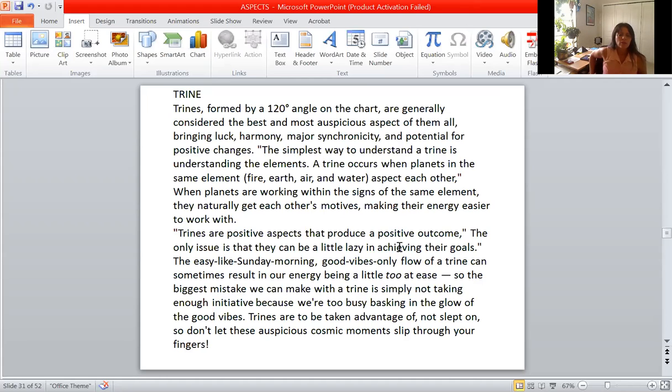When planets are working within the signs of the same element, they naturally get each other's motives, making their energy easier to work with. Trines are positive aspects that produce a positive outcome. The only issue is that they can be a little lazy in achieving their goals. The easy, like Sunday morning, good vibes flow of a trine can sometimes result in our energy being a little bit too at ease. So the biggest mistake we can make with a trine is simply not taking enough initiative because we're too busy basking in the glow of the good vibes. Trines tend to be taken advantage of, not slept on, so don't let these auspicious cosmic moments slip through your fingers.